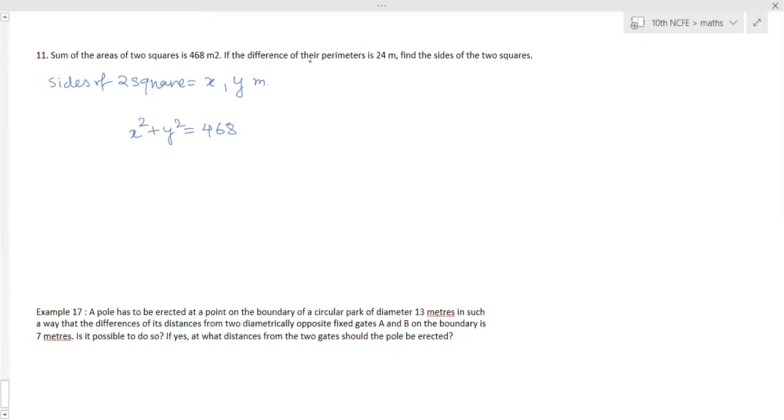And the difference of their perimeters, that means 4x minus 4y is equal to 24. So take 4 common. X minus y is equal to 6. Then x is equal to 6 plus y. Substitute this value of x in this equation. So you will get 6 plus y whole square plus y square is equal to 468. And then now solve for y.